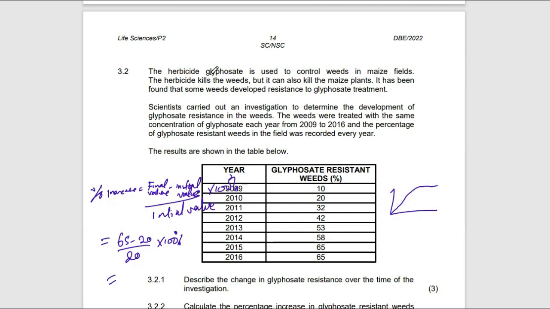meaning that this herbicide will be resisted based on the period the weed has stayed in contact with the herbicide. Therefore, the resistance depends on the contact time it has stayed with the herbicide. Hence, resistance becomes the dependent, and the period of the contact becomes the independent.